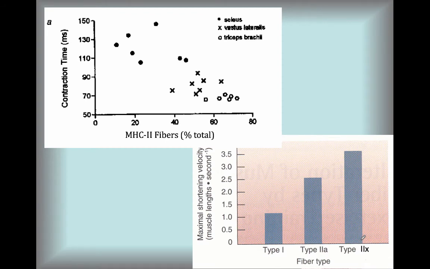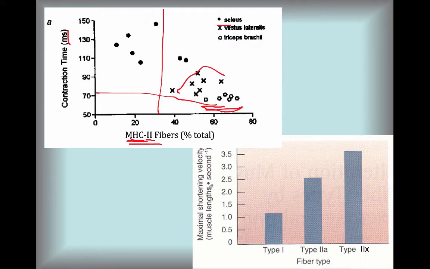Here are some data that we can look at, and this looks at contraction time, again in milliseconds, so probably for the twitch. And now we're expressing the fiber type based on the myosin heavy chain that we find there. Myosin heavy chain 2 indicates that those are type 2 fibers. And now we're looking at the entire muscle. And so you can see that the soleus is mostly slow twitch, and as a result, the twitch takes a long time to occur. The triceps brachii on the back of the upper arm, on the other hand, is mostly fast twitch, and it has a relatively fast contraction time. And then vastus lateralis is a little bit intermediate.